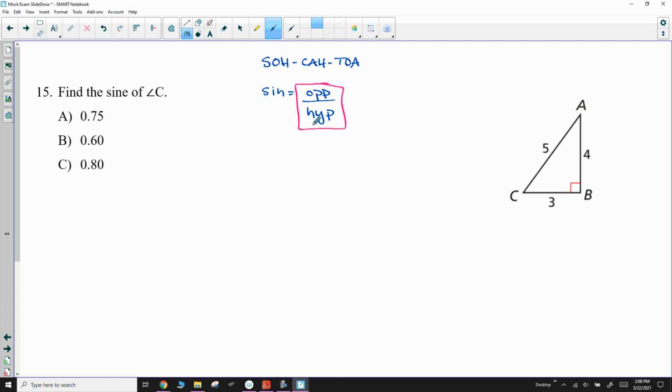So according to the problem, we're working with angle C, and across from angle C is the opposite, labeled 4. And the hypotenuse is always across from the right angle, so this is the hypotenuse. So literally, we're just going to our calculators and doing 4 divided by 5. Well, 4 divided by 5 is 0.8. In fact, I'm not going to do it. You can do it if you want to, but there it is.